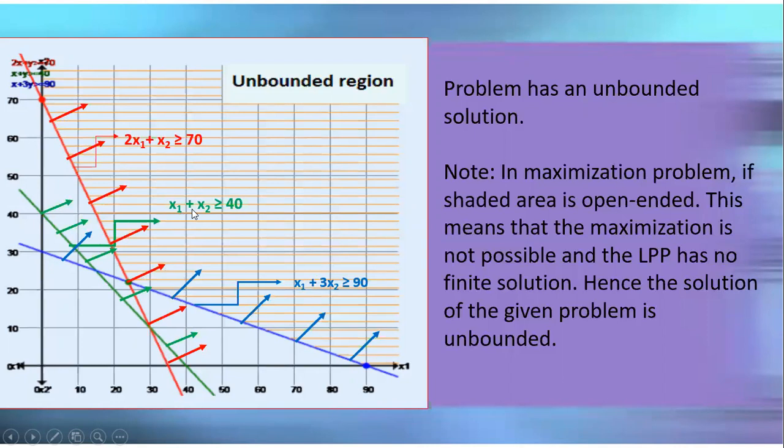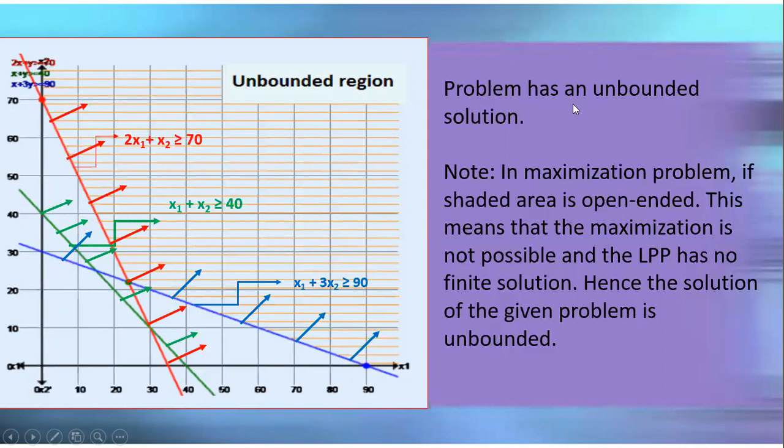Second equation, x1 + x2 ≥ 40. I have considered (0, 0) below that line and substituted it in that equation. Is 0 greater than 40? No, it doesn't satisfy. So the arrow mark should be away from the origin, or above the line. Third equation, x1 + 3x2 ≥ 90. I take a random point below that, (0, 0). Substituting in this equation, it becomes 0 ≥ 90. No, it doesn't satisfy the inequality, so the arrow mark should be away from that.